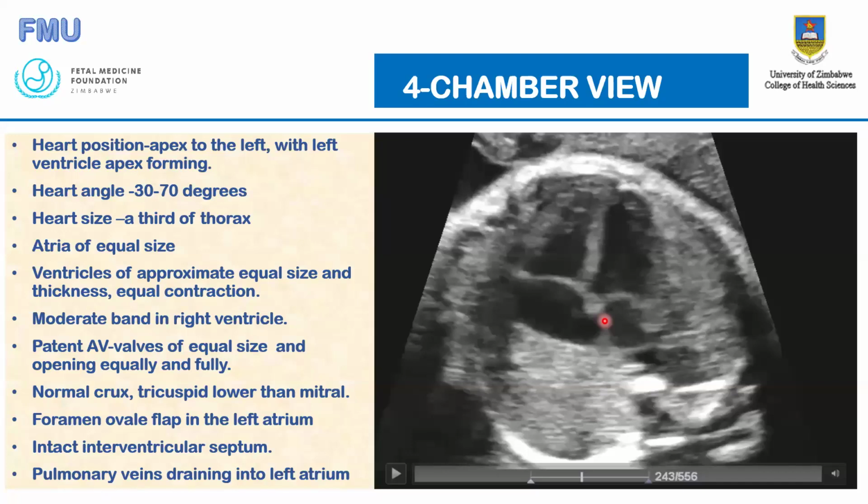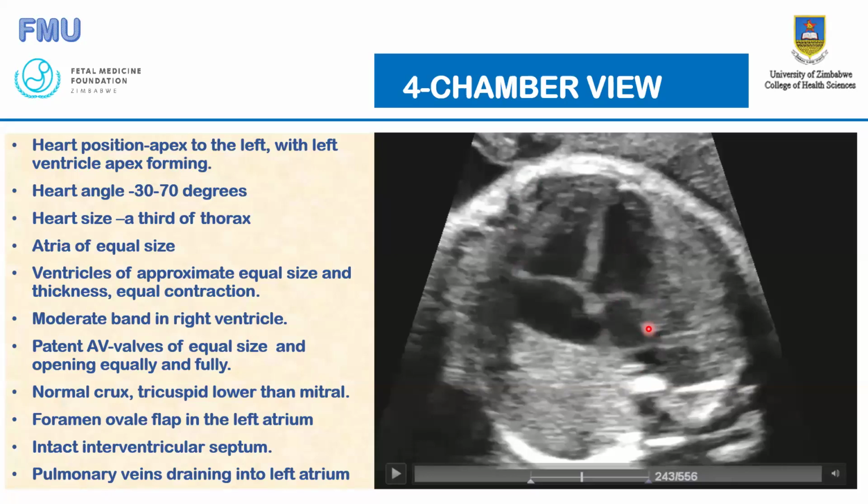Even for those who are scanning today, try to make this sweep. When you get a perfect abdominal circumference, try to just make a sweep going up the baby. You are going to encounter the 4-chamber view. That is how simple it is to obtain it.